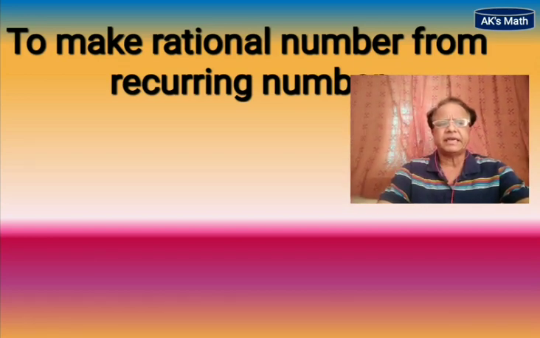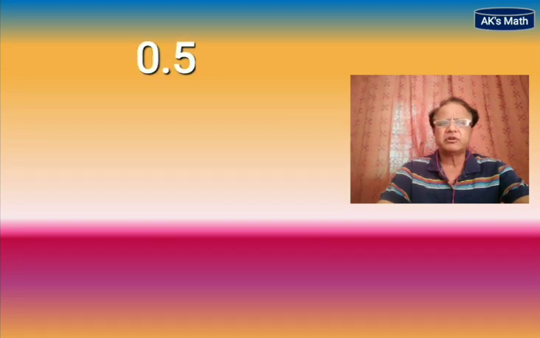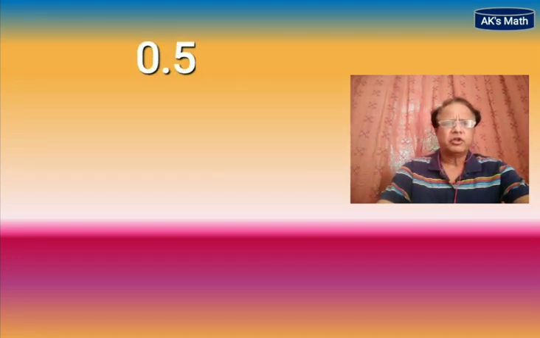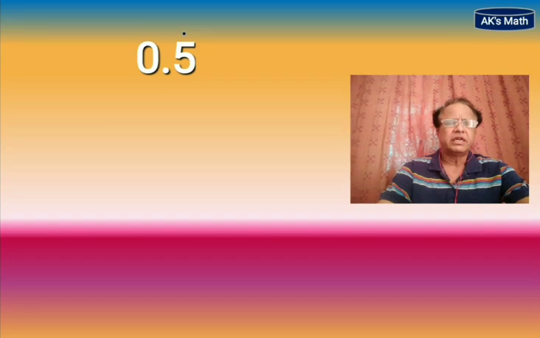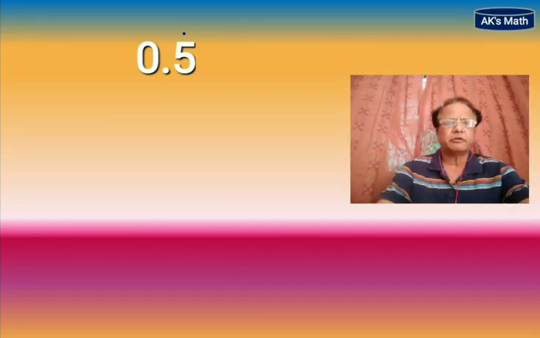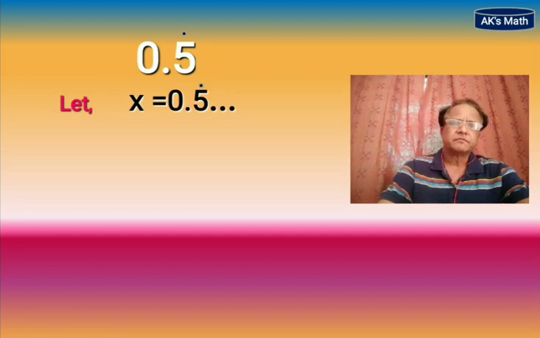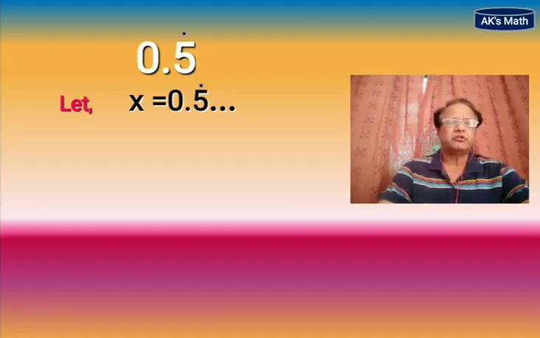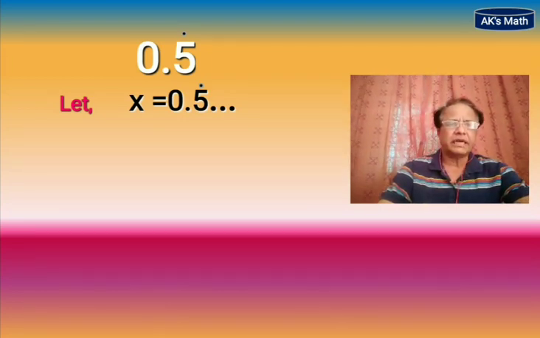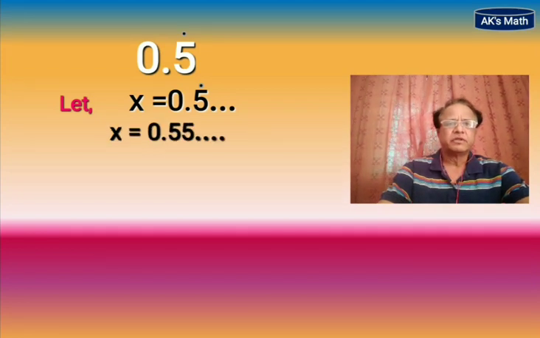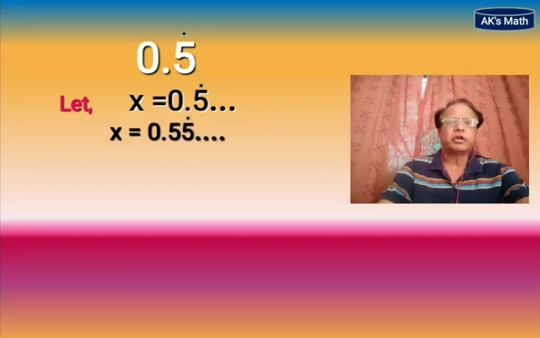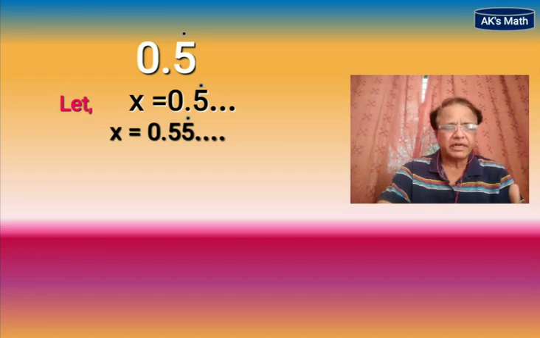बहुत ही easy है, 1 मिनट में आपको ये ट्रिक समझ में आ जाएगी. Just look at the screen properly. 0.5 recurring. Now this means the dot is given at the head of that 5, means 5 is occurring so many times. Now we can write like this, let x is equal to 0.5 recurring. Now एक ही digit है जो बार बार आ रहा है इसमें, so we can write the x like this also, 0.55 dot, means we will take one digit extra.